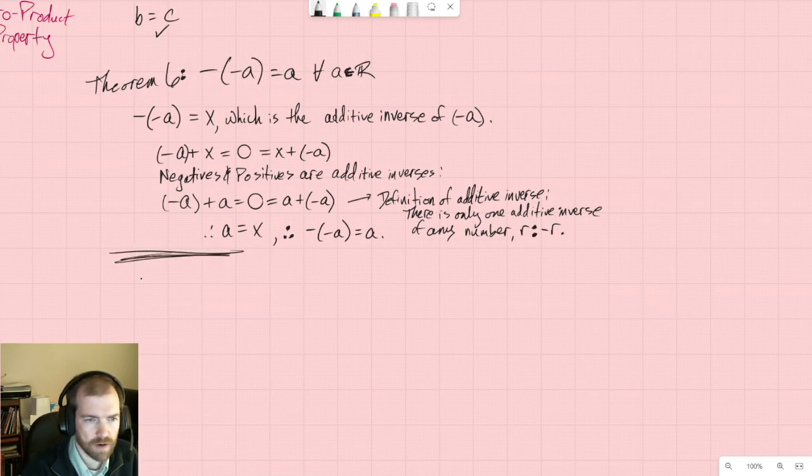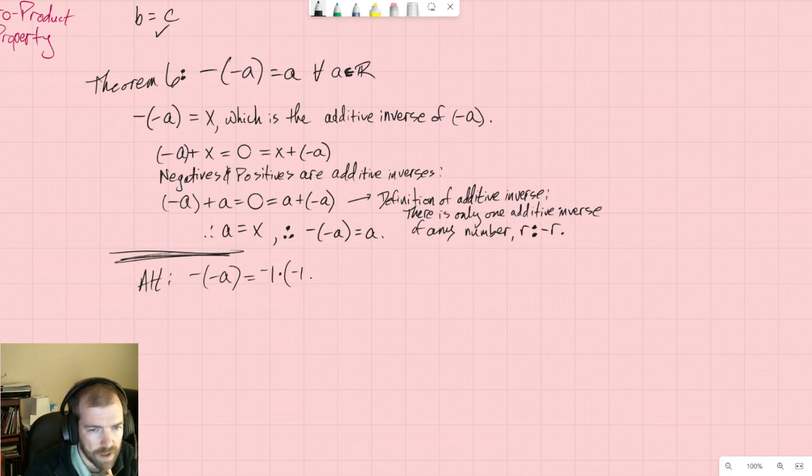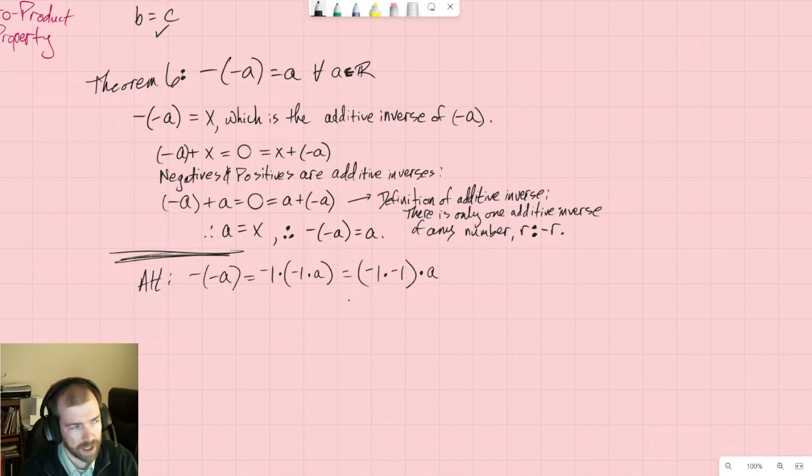But I was thinking here, an alternate proof for this would be, for instance, that negative a is going to be equal to negative 1 multiplied by, parentheses, negative 1 times a. And then here we can reassociate as negative 1 times negative 1 times a. Now, I think that we might be stuck in this particular location because we don't technically have a definition of multiply by negative 1 at this exact moment in time, but oh, yep, there it is.